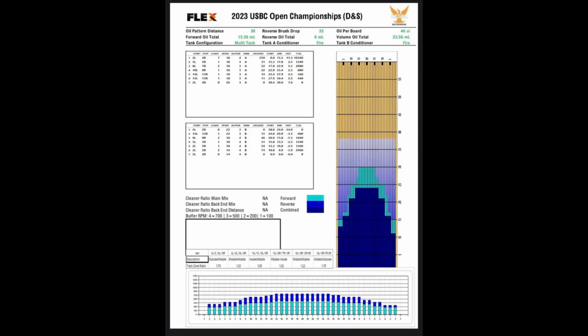So on this particular one, if you were going to go to an event and you're going to bowl on this and they've posted this online, you can see that this is 38 feet on the top left there. The total oil volume is 23.56 on the right-hand side there, one row down. And then the ratio of this pattern is much flatter than your typical house shot. It's 1.79 to 1. So you can expect that the scores will be much, much lower on something like this. And this will also show you that forward, that reverse, and that combined oil. So hopefully this can give you a good idea and you can make some educated decisions on which bowling balls you'd like to take with you to the event.